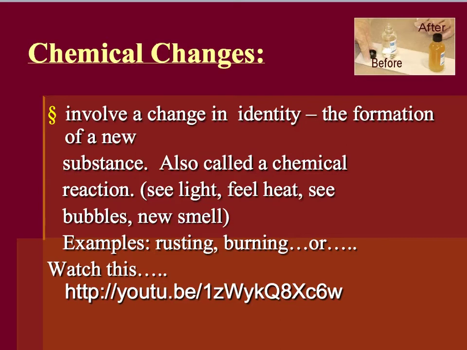Some examples would be rusting, like a nail rusting, or burning paper or wood. These are all examples of chemical changes.